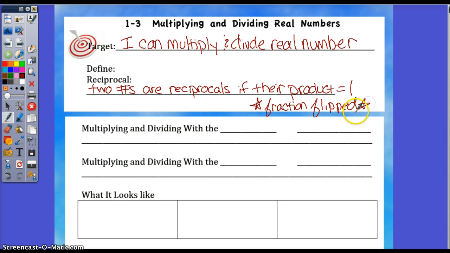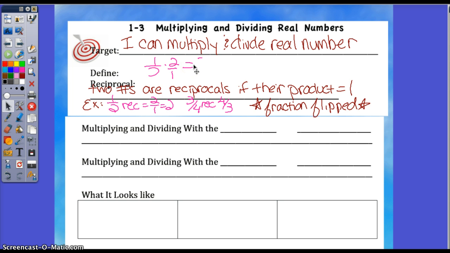So for example, if you have 1/2, the reciprocal equals 2/1 or just 2. If you have 3/4, the reciprocal is 4/3. And if you look, 1/2 times 2/1, 1 times 2 is 2, 2 times 1 is 2, 2/2, which is just 1.